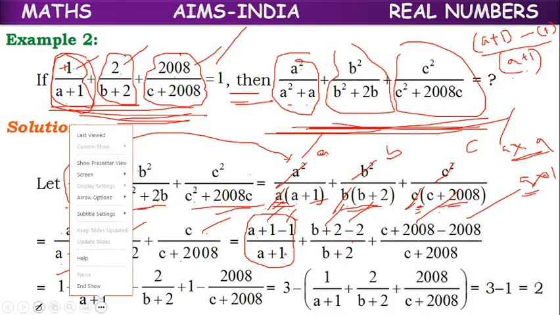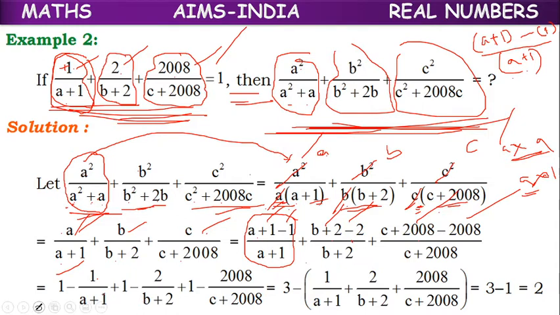We can write 1 by a plus 1, with the minus in the middle. Next here, if this is one group, this is the other group. B plus 2 cancels, 1 will remain. In the middle we have minus 2 by b plus 2. Here also, this is the first group. C plus 2008 cancels, 1 will remain. Minus in the middle, 2008 by c plus 2008. Like this we can write.